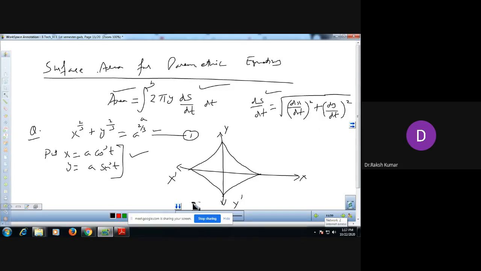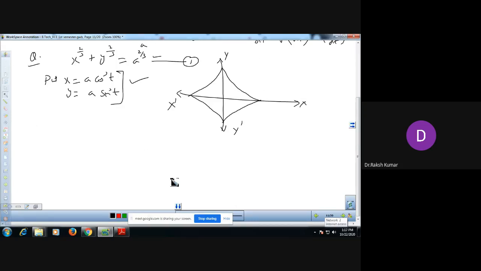So let us find ds over dt, and the formula is ds over dt is equal to the square root of (dx over dt) whole square plus (dy over dt) whole square. This is the formula we have. And what is dx over dt?